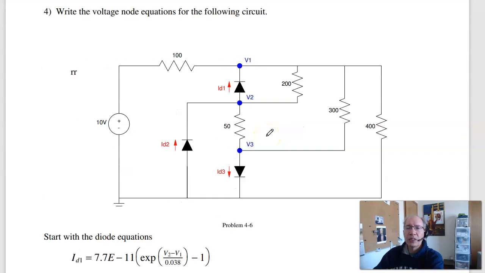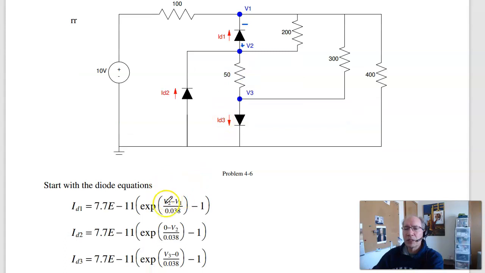Problem 4 says repeat in a more complicated circuit. I now have 3 diodes. Solve for V1, V2, V3. The procedure is the same. For diode 1, the voltage anode to cathode is V2 minus V1, gives you this equation. Diode 2, voltage anode to cathode is 0 minus V2. Diode 3, anode to cathode is V3 minus 0. So those are your 3 diode equations.